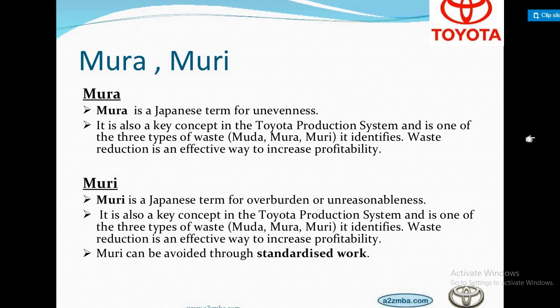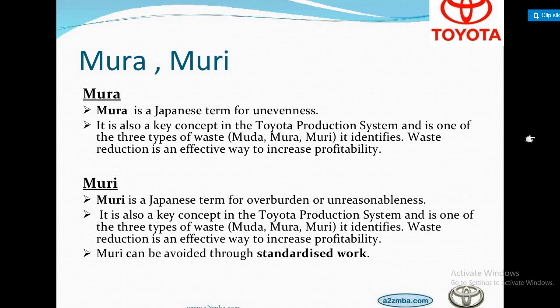Then the final concept is Mura and Muri. What is meant by Mura? Mura is a Japanese term for unevenness. It is also a key concept in the Toyota production system and is one of the three types of waste: Muda, Mura, Muri. It identifies waste reduction as an effective way to increase profitability.